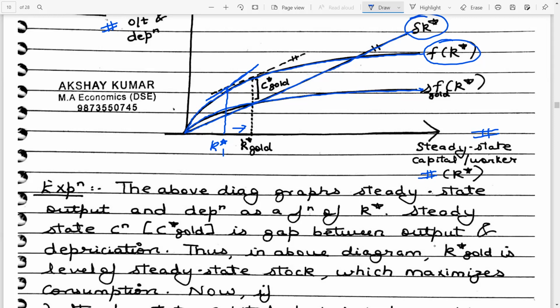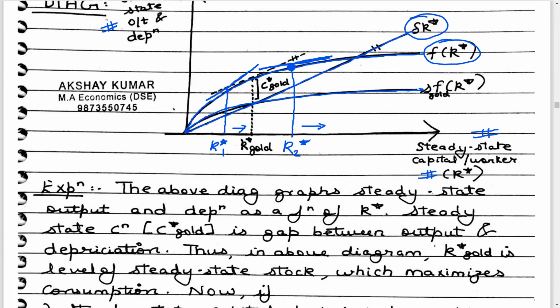And similarly, guys, consider a level of capital stock above K star gold. Suppose I take this case, K2 star. At K2 star, you can clearly see the slope of the output curve. If I draw a tangent here, it's becoming flatter than the delta K star line. This means if I now increase the capital stock beyond K2 star, output will increase less than depreciation.